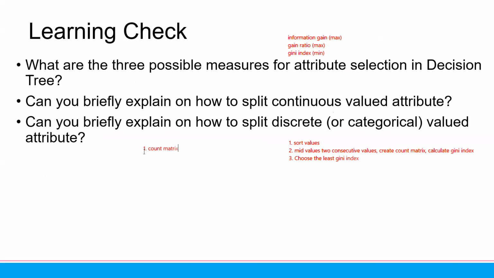After we have the count matrix, we can calculate the measure that we want to use. Maybe you want to use the information gain, and then you can also perform the gain ratio, or you can perform the Gini index. In terms of Gini index, you need to determine only two splits, D1 and D2. And then last, you need to select the attribute. If it is information gain, you need to select the maximum. If it is gain ratio, you need to select the maximum. If it is the Gini index, you need to select the minimum.